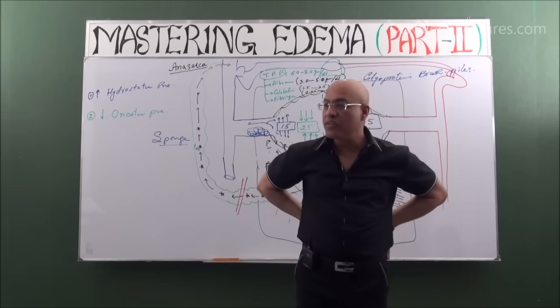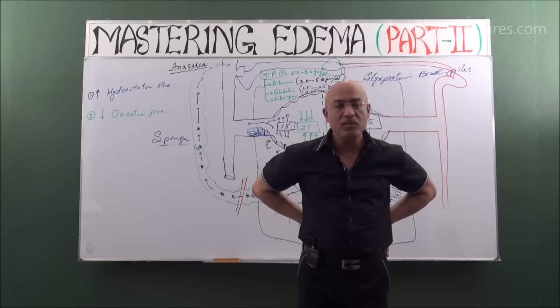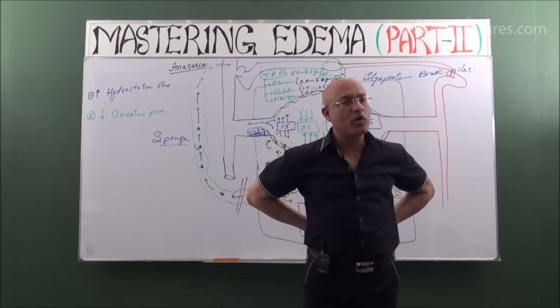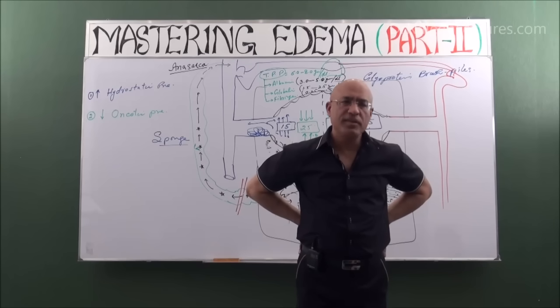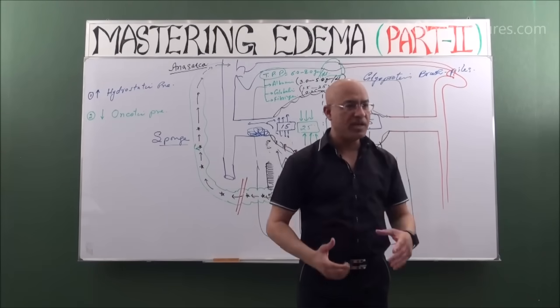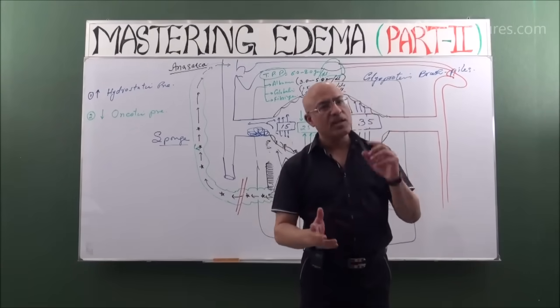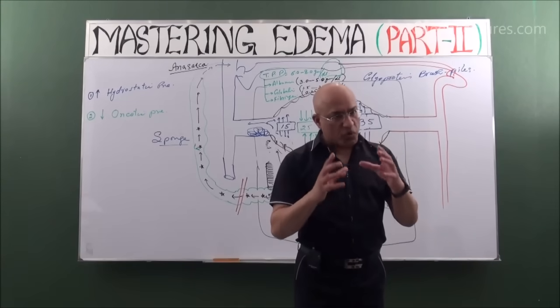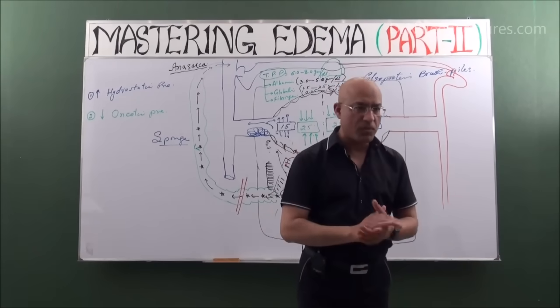So what is the mechanism of dependent edema? The average doctor will say, simply, that when there is edema, gravity redistributes the edema fluid, and those parts of the body which are exerted more by the gravitational forces have more edema fluid.